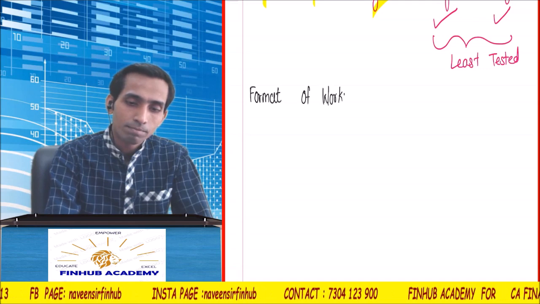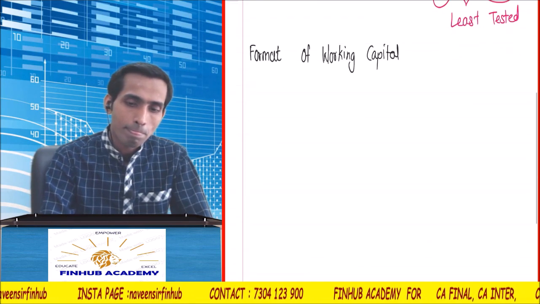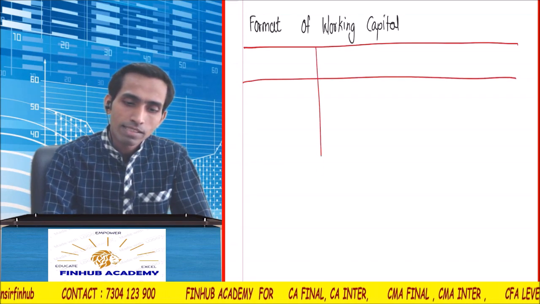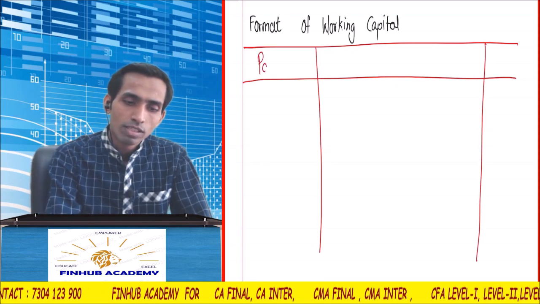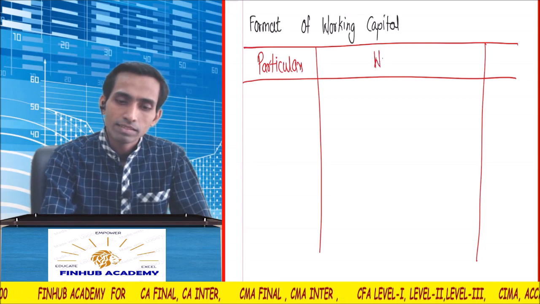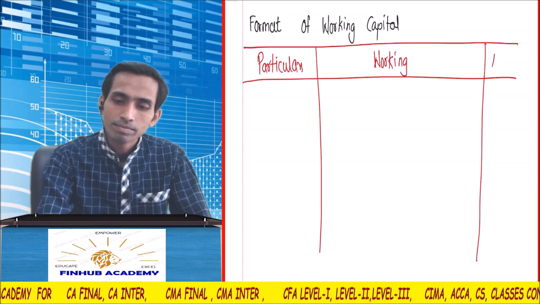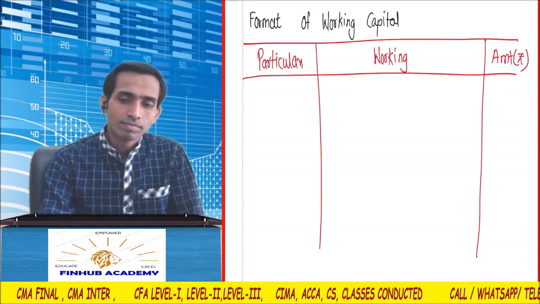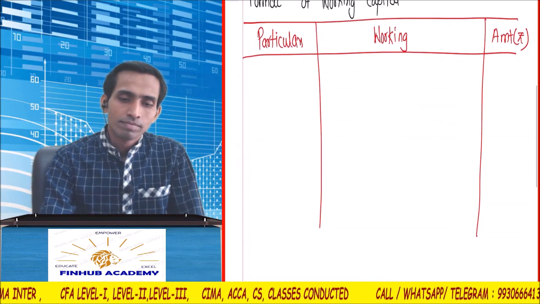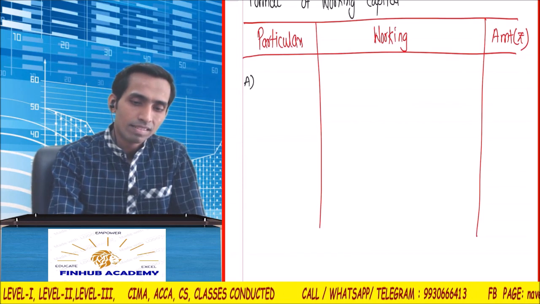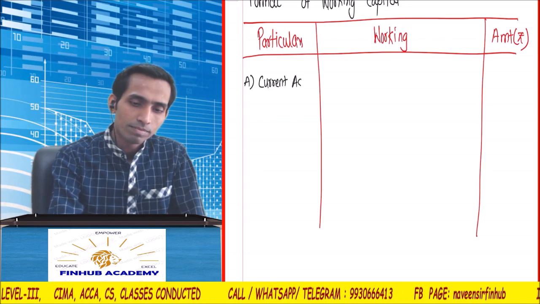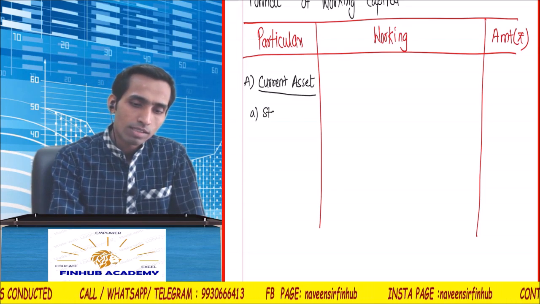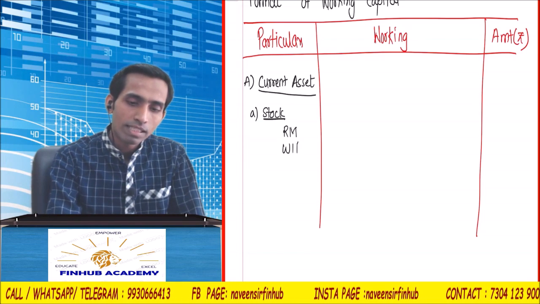Format of working capital. I'm making the calculation in this part itself. This is particulars, this is working, and this will be amount in rupees. A, current asset. In current asset, first one is stock. In stock, there are three categories: raw material, WIP, finished goods.